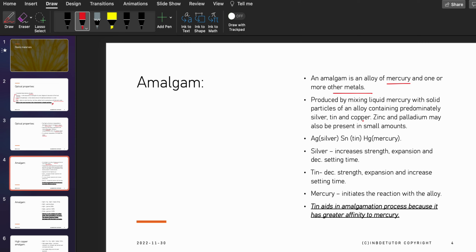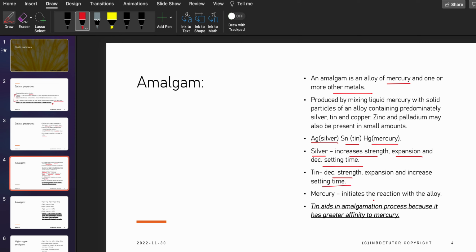And every component has its own benefits. So Ag is silver, Sn is tin, Hg is mercury. I'm sure you guys already know all this, but just a simple point. So what does silver do in amalgam? It increases the strength, expansion, and it decreases the setting time. And tin on the other hand will decrease the strength. It is basically opposite of what silver does. Decrease the strength, expansion, and increase the setting time.